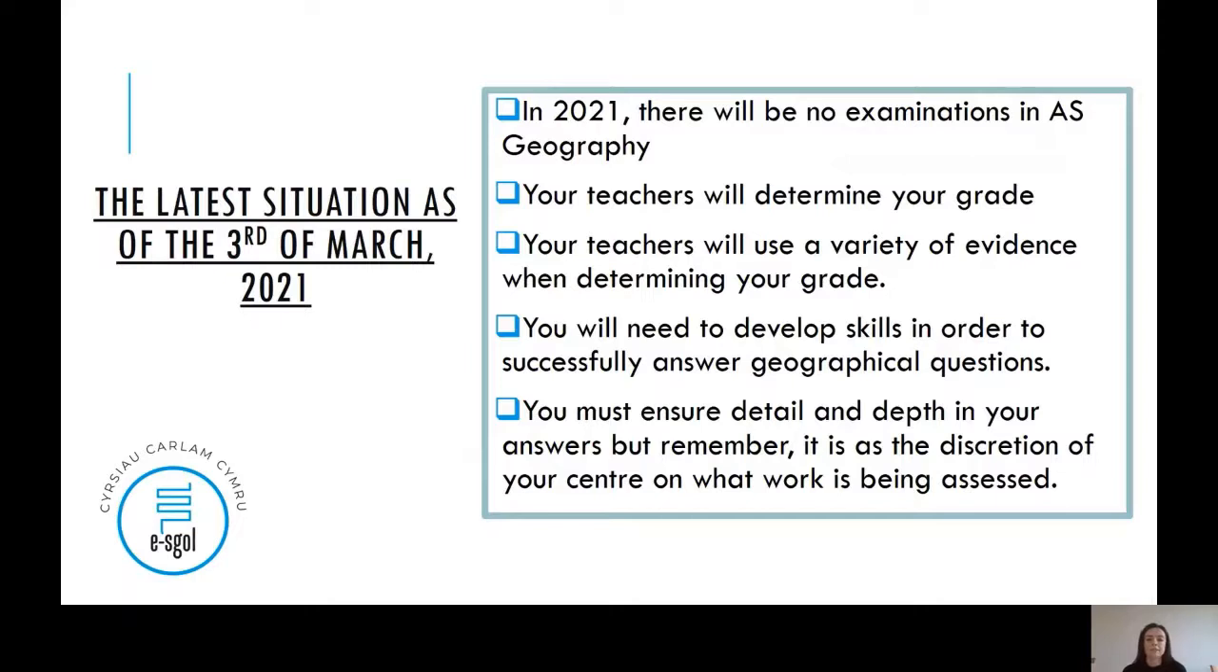You will need to develop skills in order to successfully answer geographical questions, and you must ensure detail and depth in your answers. But remember, it is at the discretion of your centre, your school, on what work is being assessed and being used to determine your grade.